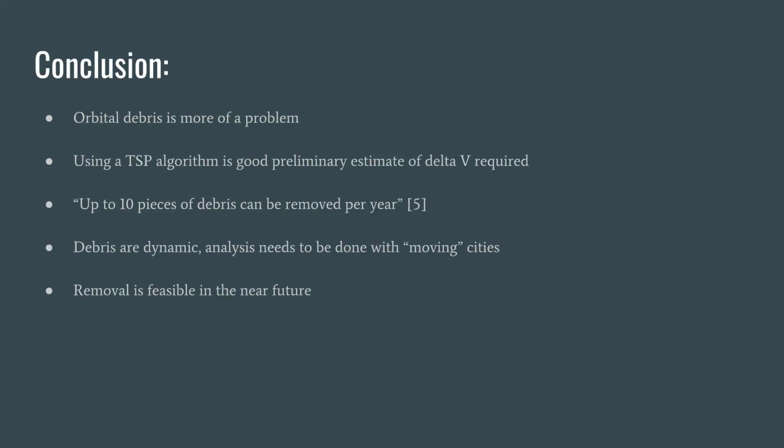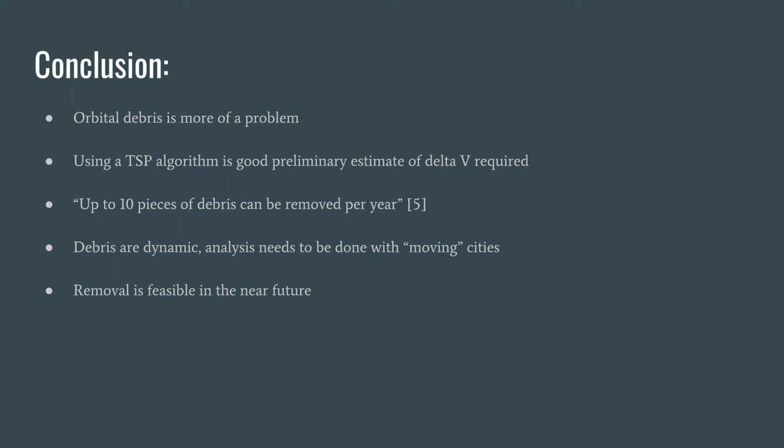In conclusion, orbital debris has become more of a problem recently. From a runaway Kessler syndrome, think about the movie Gravity, to dangerous working conditions for astronauts, debris must be taken care of soon. Using a traveling salesman problem algorithm is a good preliminary estimate of the delta V required to deorbit and contain these pieces of debris. Though the solution is far from optimized, it provides a close estimate.